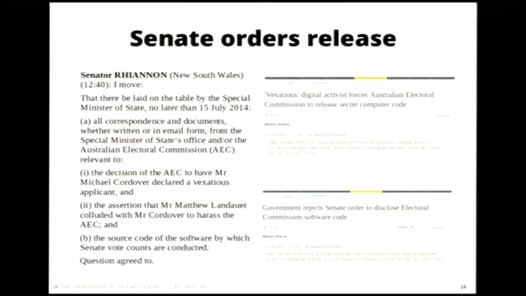This is where I got that label, vexatious digital activist, which I really like. So this was a real success when this motion passed the Senate, and the Senate then compelled the minister to release the material, except the government didn't do anything about it. They wrote a one-pager saying, we're not going to respond. So in theory, the Senate has things that it could do.